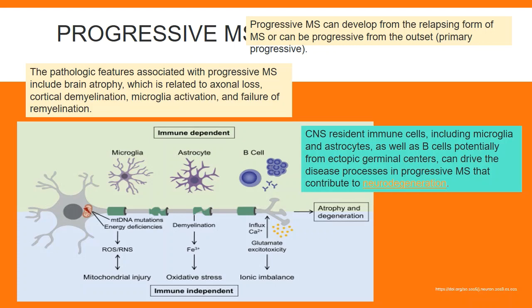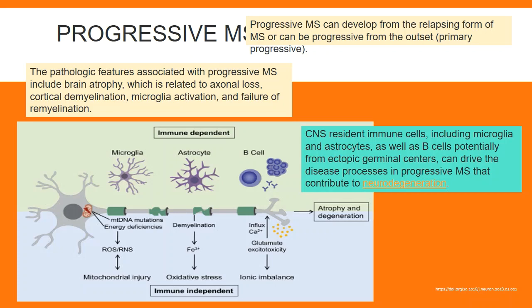Now the pathological feature associated with progressive multiple sclerosis is basically brain atrophy, which is related to axonal loss, cortical demyelination, microglia activation, and failure of remyelination. Note, there is failure of remyelination, and that results in the characteristic progression of the disease. So how does this happen?